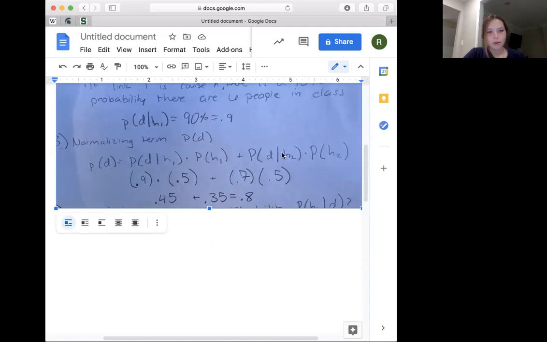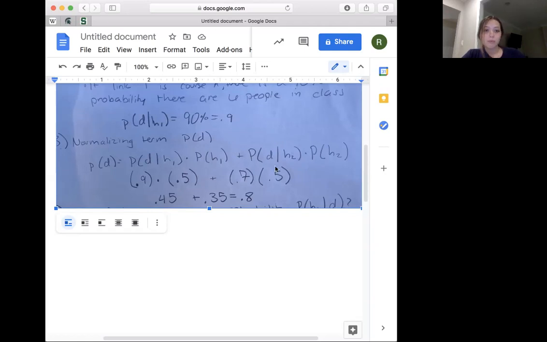Then this is the normalizing term, the probability of the scenario. This is calculated by this equation here. This part, we already calculated. It's the probability of seeing the scenario given hypothesis 1 is true, 0.9. We already calculated this as well. The probability that you click course A is 0.5. This we have not calculated. This is the probability of seeing the scenario given that hypothesis 2 is true. And hypothesis 2 is that link 1 is not course A, it's course B.